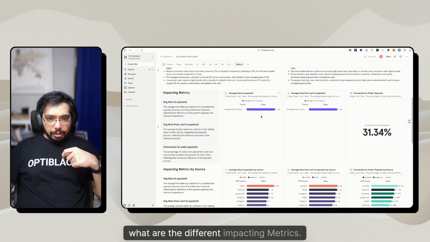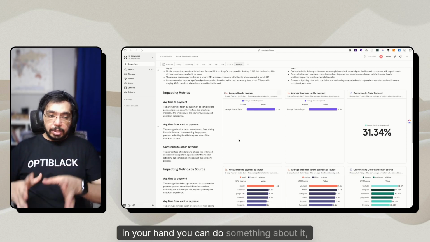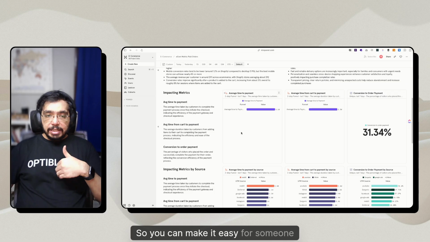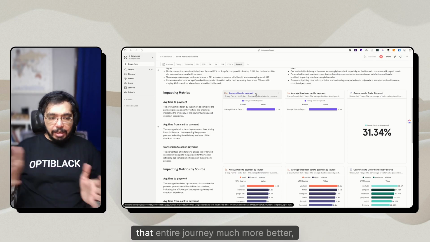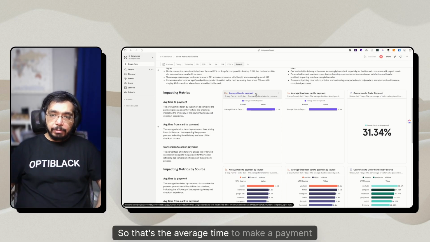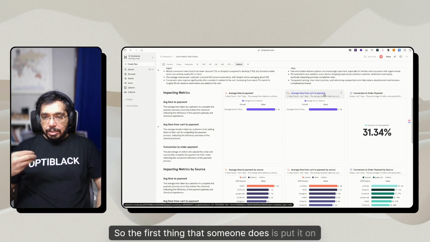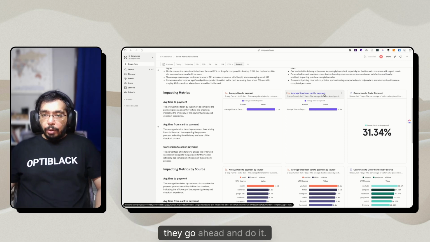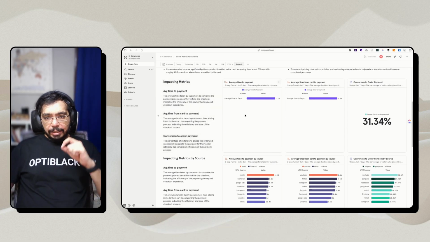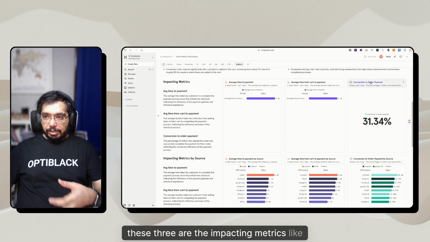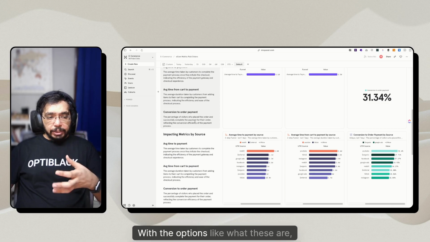Now, what are the different impacting metrics? Impacting metrics are something that is in your hand. You can do something about them. So you can make it easy for someone to go from your website to make a purchase by making that entire journey much better. So that's the average time to make a payment, and then the average time from cart to payment. The first thing that someone does is put it in the cart, and then go ahead and pay. All this is sample data, but these three are the impacting metrics, like conversion to order payment.